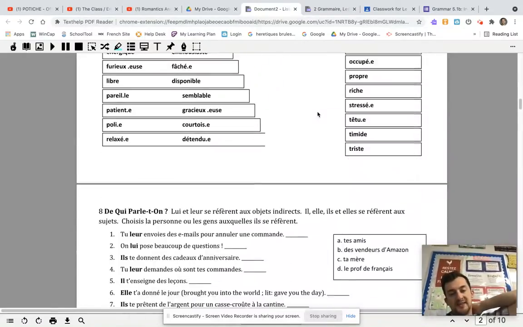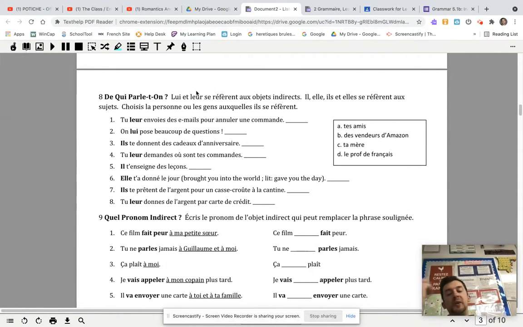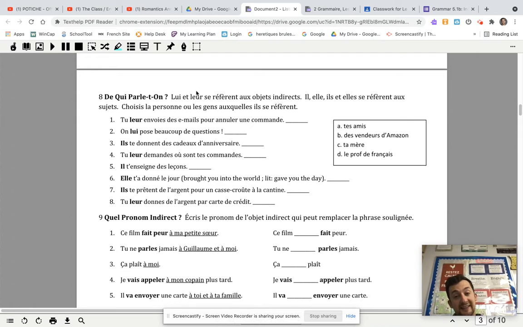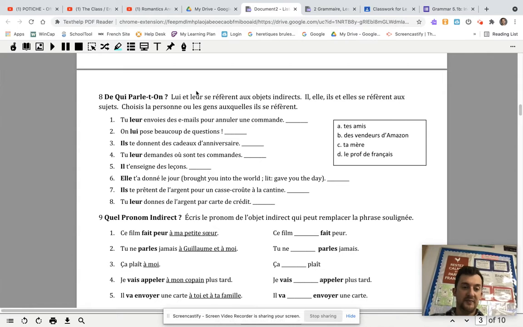Next, we're going to look at activité wheat. It's labeled wheat. This packet is so out of order. De qui parle-t-on? Of whom are we speaking? So lui and leur, you just learned in your lesson, refer to indirect objects. So il and elle all refer to the subjects, right? Choisis la personne, choose the person or the people to whom they're referring. So the thing in bold, I assume.